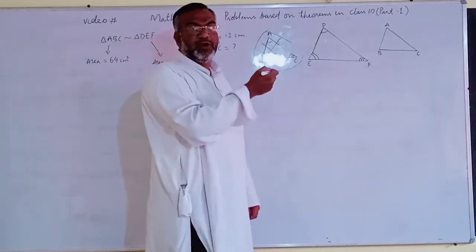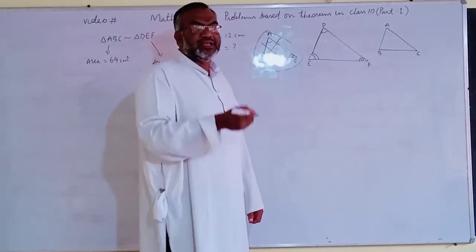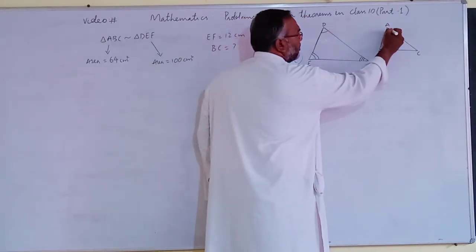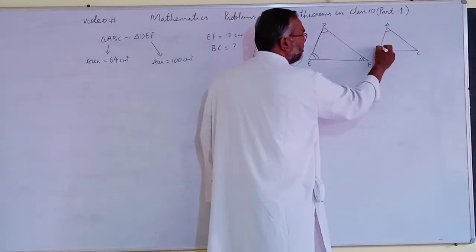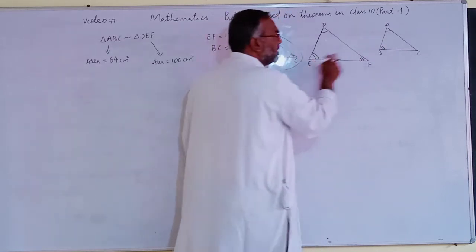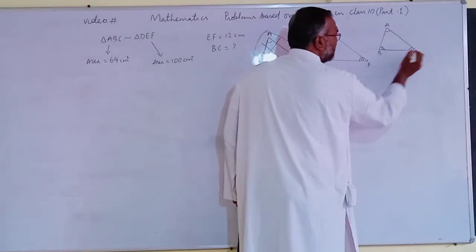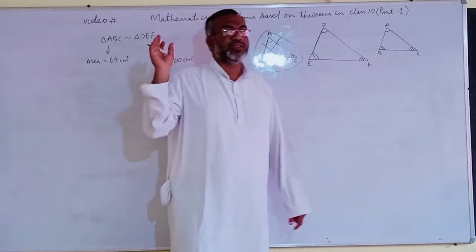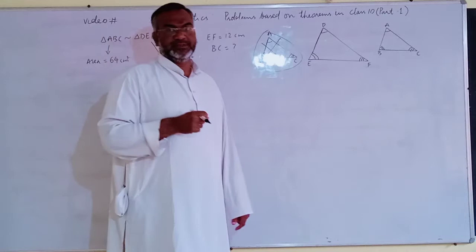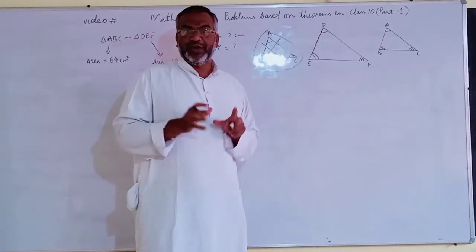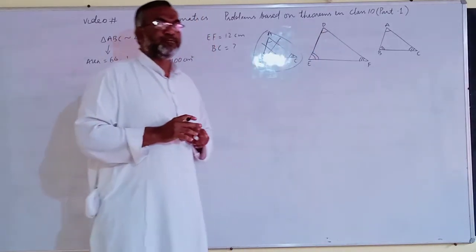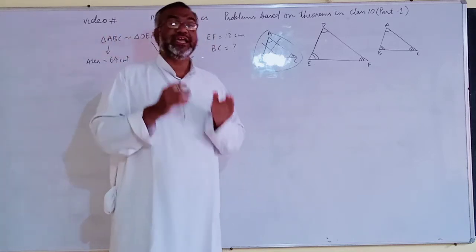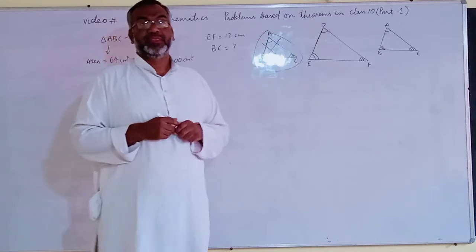That means their corresponding angles are equal and their corresponding sides are in the same ratio, right? Angle A will be equal to angle D, angle B is equal to angle E, and angle C is equal to angle F. Corresponding angles are equal because they are similar triangles. Their size may be different, but angles will be equal. We can apply the SSS criterion. We can also apply the areas of similar triangles theorem.